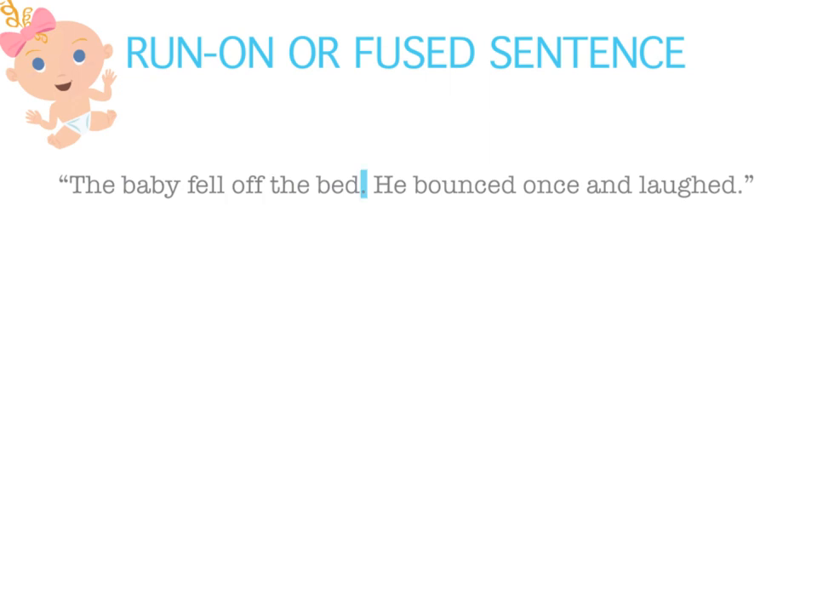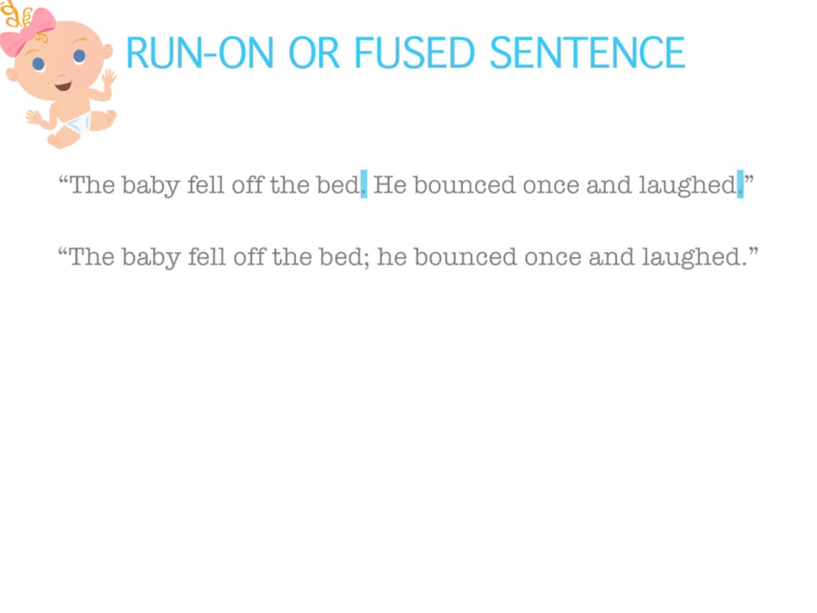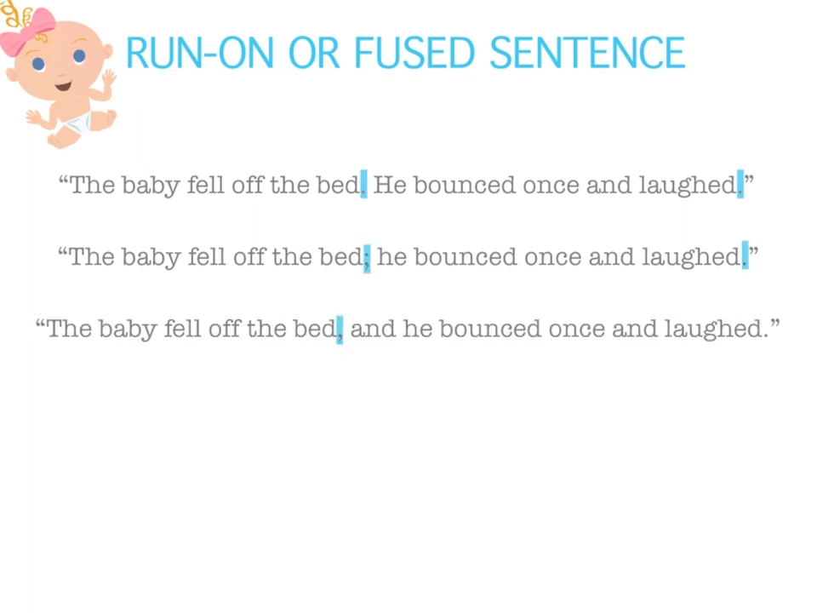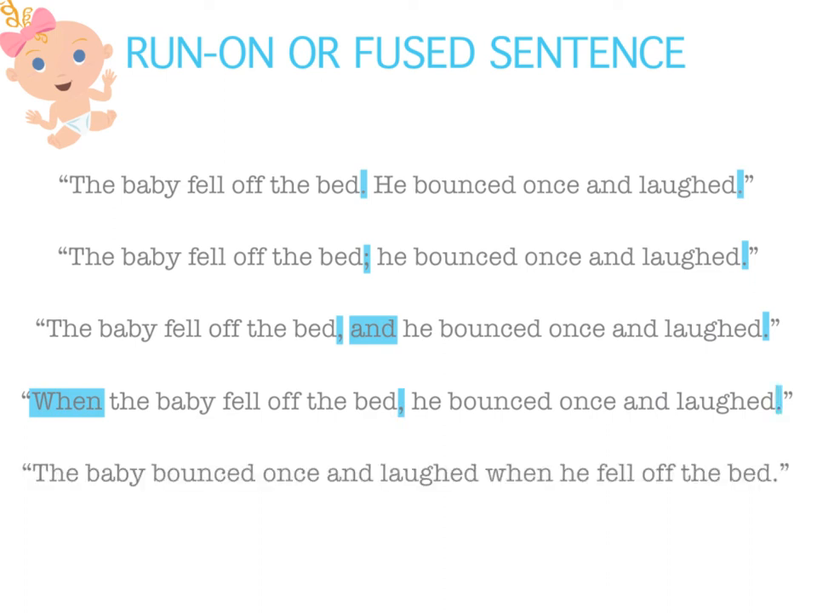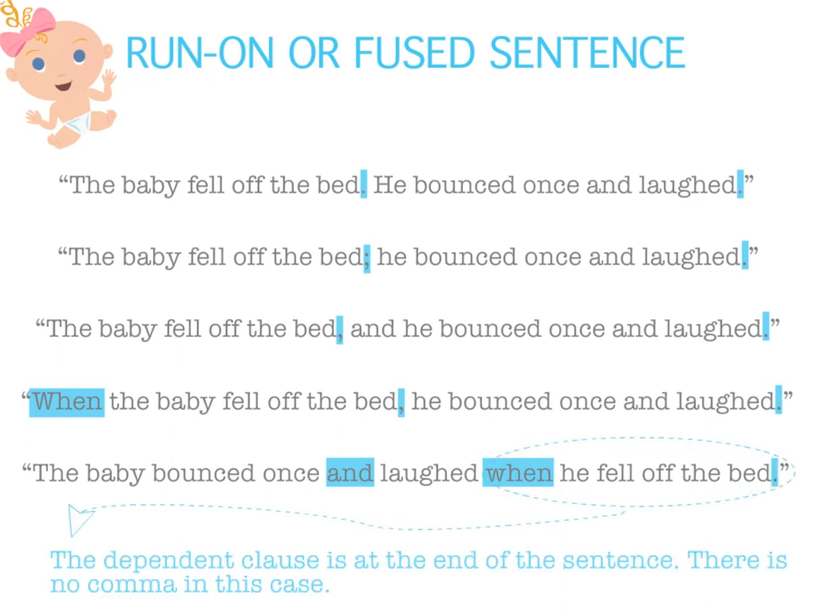The baby fell off the bed. He bounced once and laughed. The baby fell off the bed; he bounced once and laughed. The baby fell off the bed, and he bounced once and laughed. When the baby fell off the bed, he bounced once and laughed. The baby bounced once and laughed when he fell off the bed. Notice that in the last sentence, the dependent clause is at the end of a sentence. There is no comma in this case.